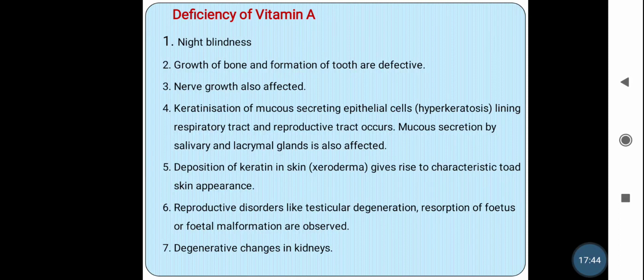Again, it may form degenerative changes in the kidneys. Again, it leads to xerophthalmia, that is the dryness of the eyes. Then keratomalacia, which is when the black portion of the eye gets perforated or loses its transparency. And if the condition worsens, it may lead to permanent blindness. So all these are the deficiency diseases of vitamin A.